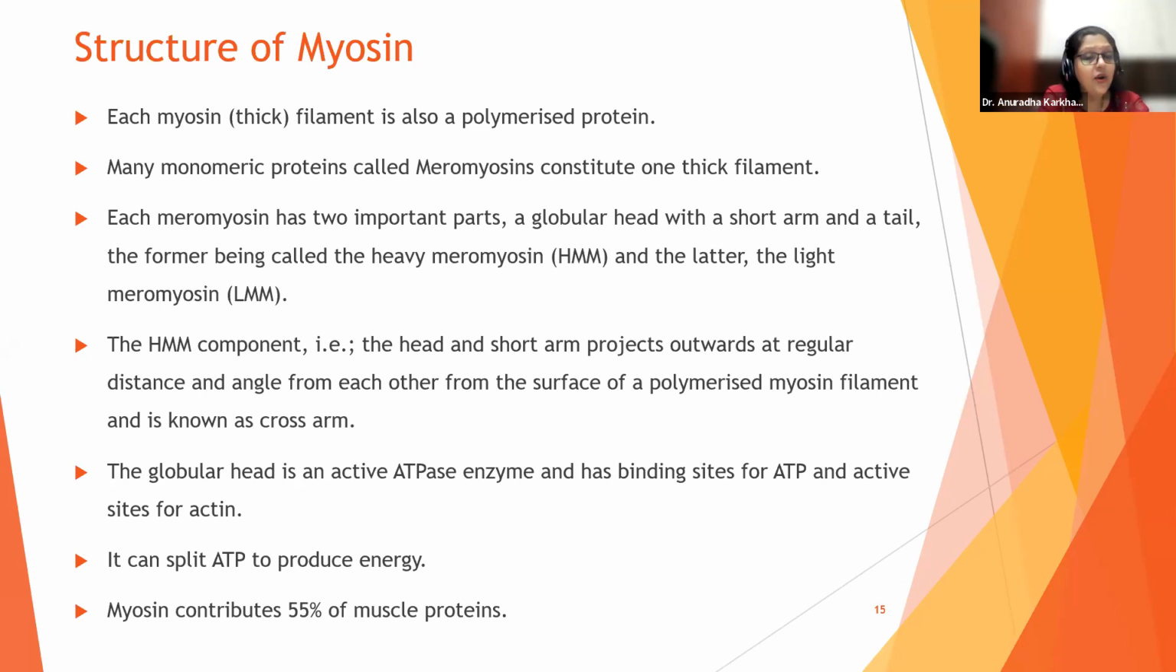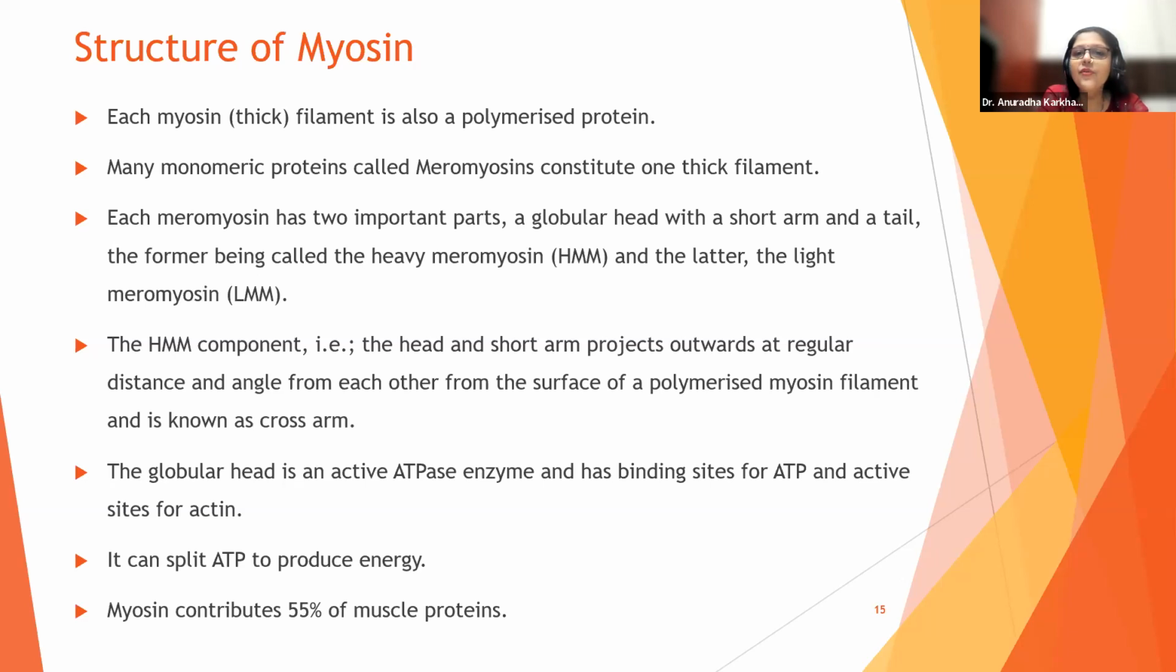Each meromyosin has two important parts. Now see, your troponin had three parts. That was the filamentous part. Then it was having something called tropomyosin and troponin. There were three components. Here there are two components. So each meromyosin has two important parts: a globular head with a short arm, and a tail.